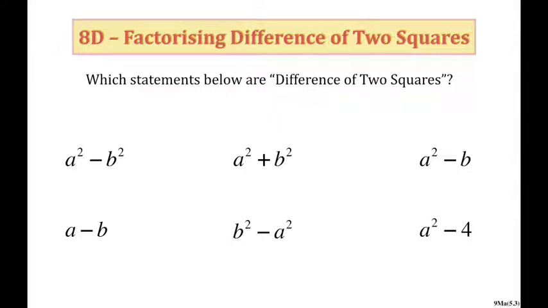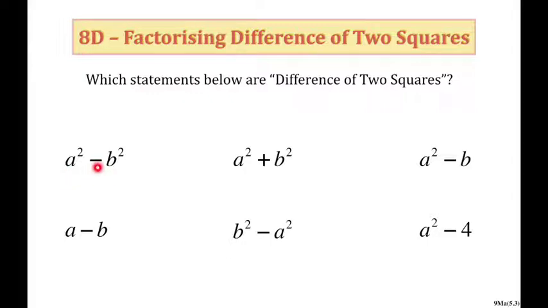Now the other thing that we need to concentrate on is this. We've got two squares, so we've got to look for a minus sign, and it has to be between two different terms that are both perfect squares. So let's have a look at our 6 different questions here and decide which ones of them might be difference of two squares. Let's look at the first one on the top left here.